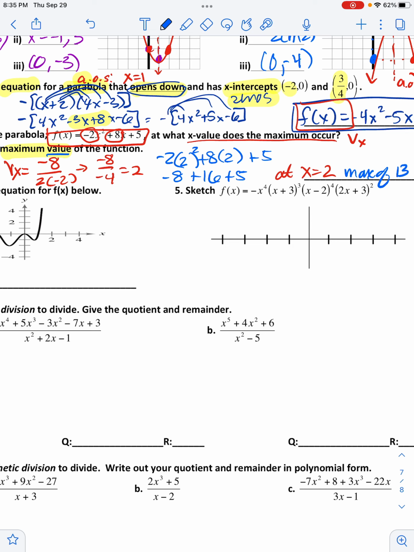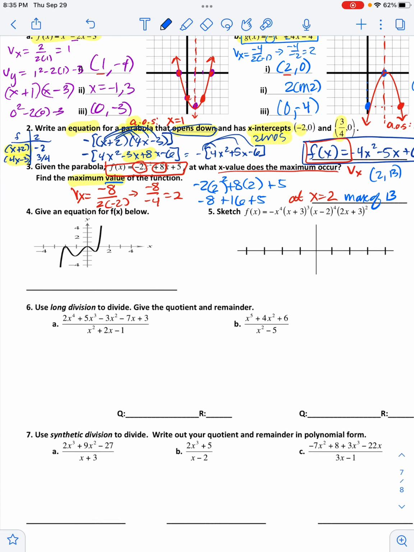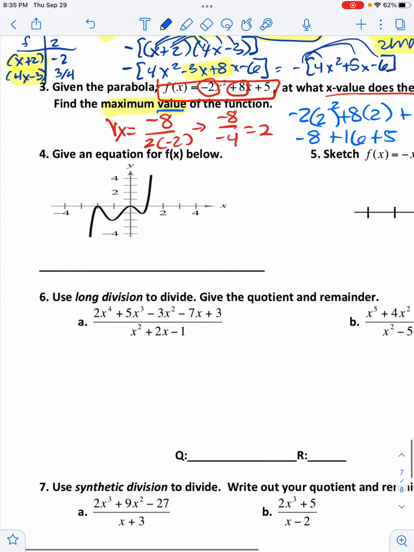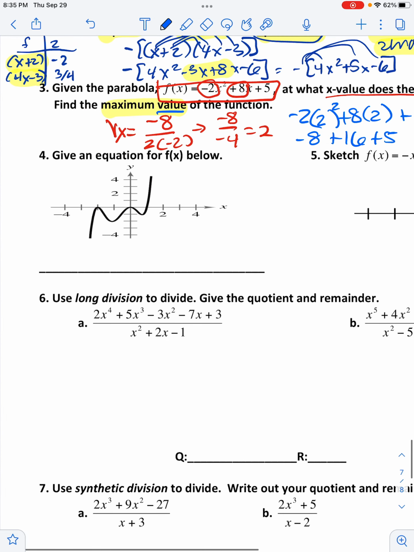So basically my vertex is located at (2, 13), but it doesn't ask for the vertex. It asks you to talk about where it's located and what its value is. That is kind of the end of 2.1. And then it starts getting into concepts from 2.2.